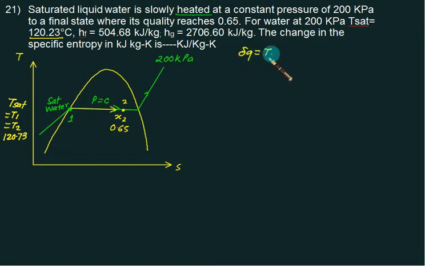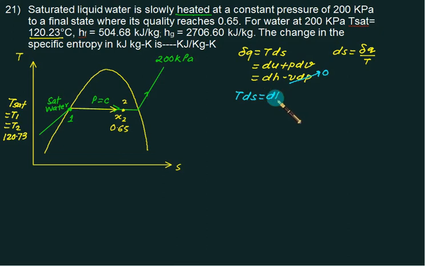Recall that we have del Q equal to TdS, or dS equal to del Q by T, which can also be written as du plus pdv, or dh minus vdp, all divided by T. The second equation is better for you because the pressure is constant, so dp is 0. So we have TdS equal to dh, and for this one we can't write dh equal to cp dT. That is not permitted for phase change, but the temperature remains constant. So we have dS equal to dh by T. So we can integrate this term now.